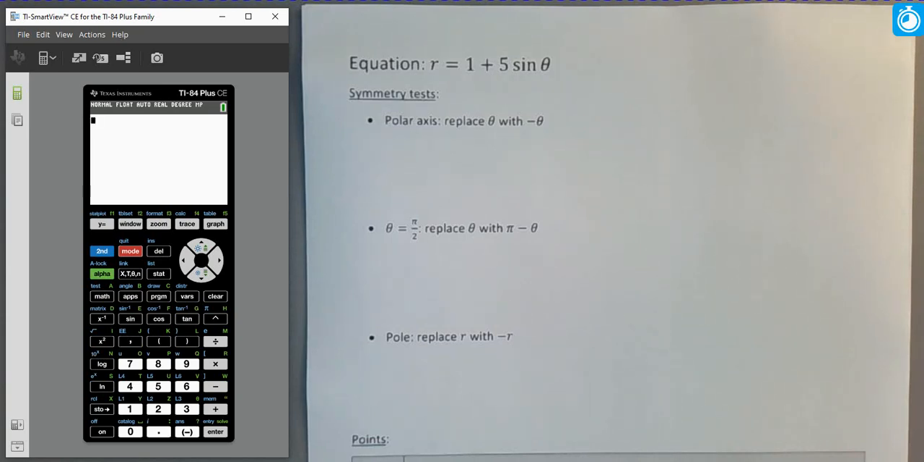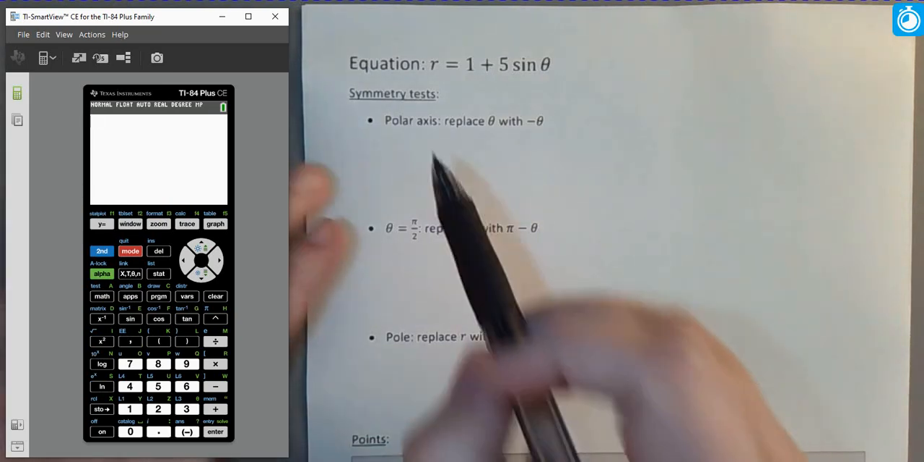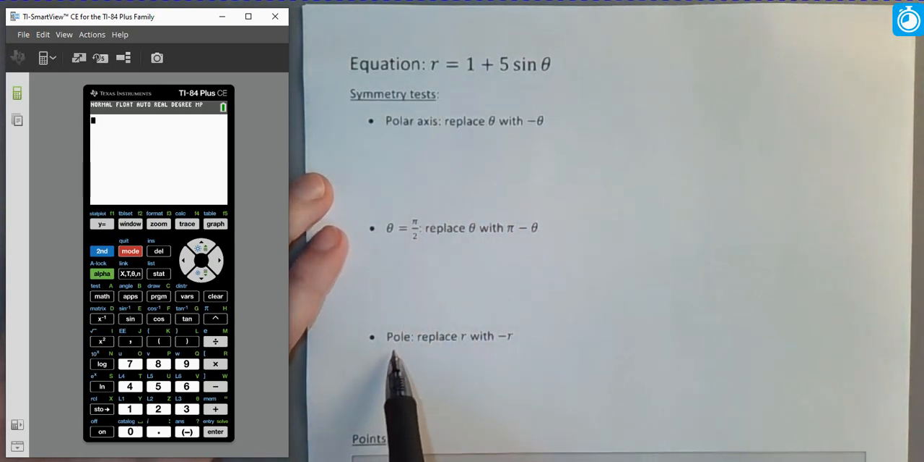If you can use symmetry tests and confirm that your equation has a particular type of symmetry in advance, then you can cut down on how much work you have to do when you're plotting points. Typically you can cut the number of points you have to manually generate in half. So it's worth running those symmetry tests in advance because it'll save you a little bit of time in the end. So we have 3 types of symmetry when it comes to polar graphing.